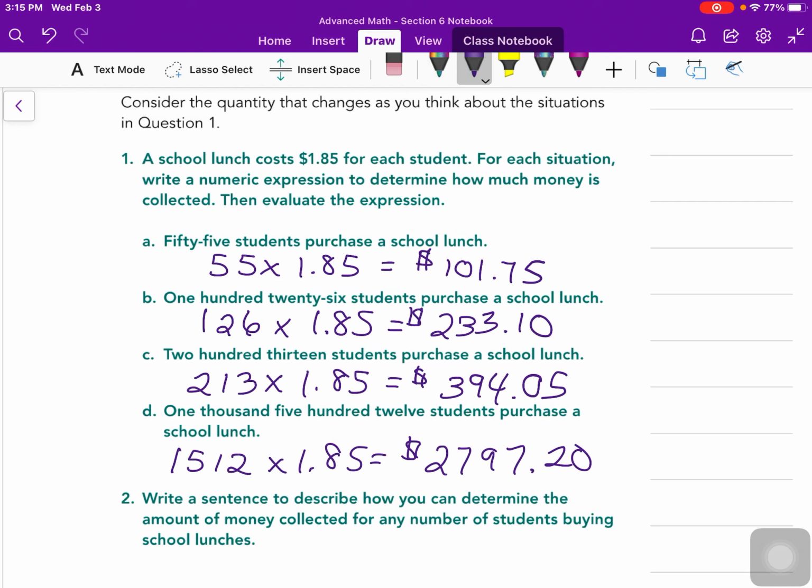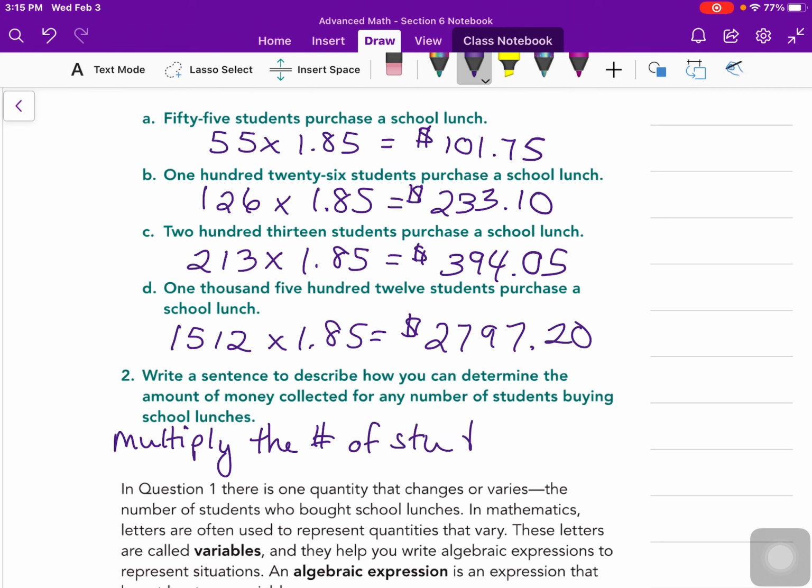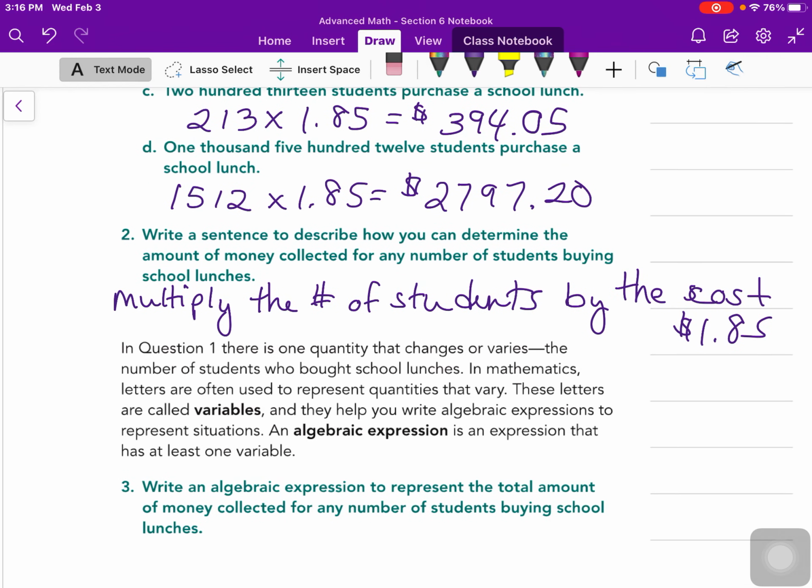It says, write a sentence to describe how you can determine the amount of money collected for any number of students buying school lunches. Well, how could I determine it? All I have to do is multiply the number of students buying school lunches by the cost. And in this case, it would be $1.85. Every single time that's going to work for me if I know how many students are having lunch.